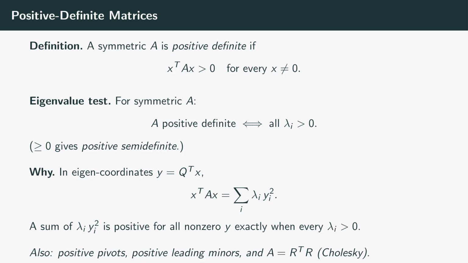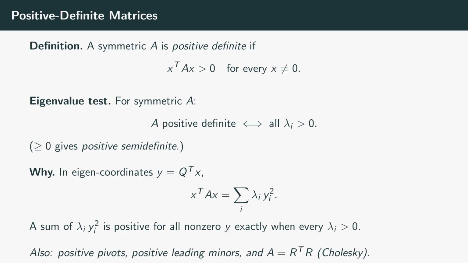Here is why the eigenvalue test works. Switch into eigencoordinates by setting y equal to Q transpose times x. The quadratic quantity x transpose A x then becomes a clean sum, each eigenvalue times the square of the corresponding new coordinate. A sum of eigenvalue times a square is positive for every non-zero input precisely when every eigenvalue is positive. So positivity of the form and positivity of the eigenvalues are the same statement.